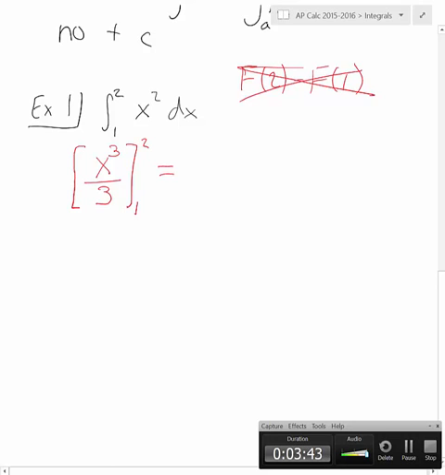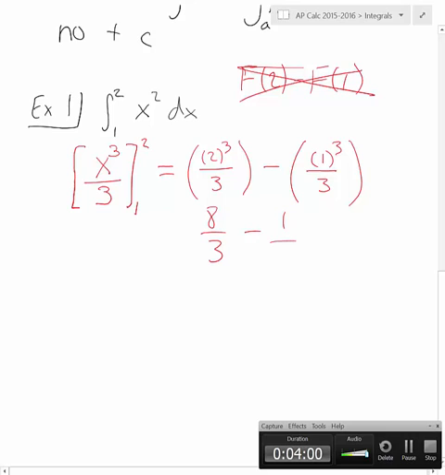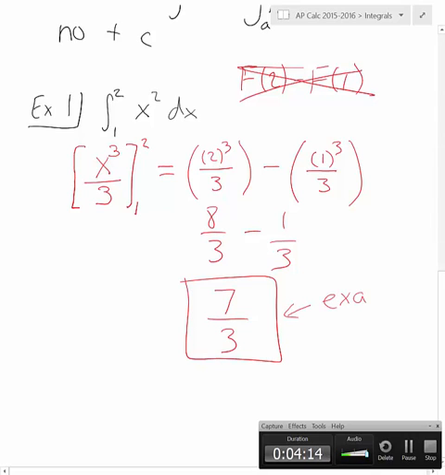What that tells us to do is plug in 2. So 2 cubed over 3 minus, and then we'll plug in 1. That gives us 2 cubed is 8 thirds minus 1/3, and so we get 7/3. And that would be the area under the curve of this integral. This is our exact answer, whereas if we had done it with a Riemann sum, it was an approximation.